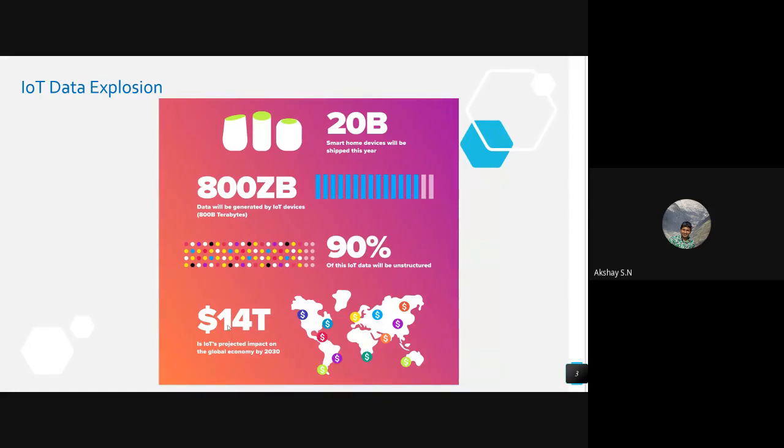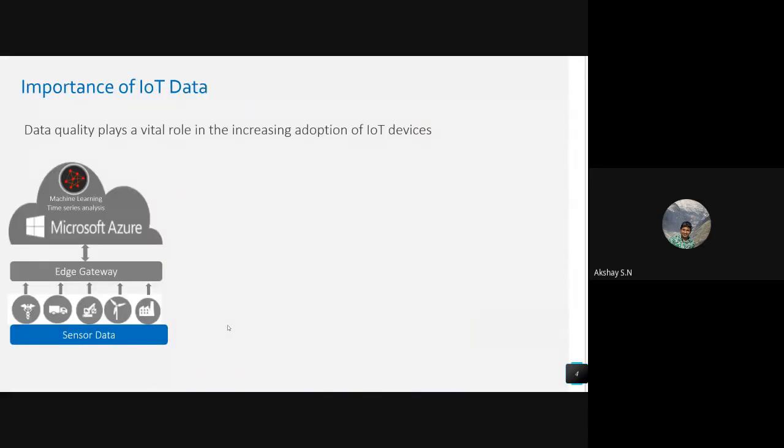For each of this data coming through, there are significant actions being taken. The agriculture farm is one example. On the extreme end, you can think of drones or self-driving vehicles, where sensor data is being used to take significant decisions, whether a vehicle should stop or proceed. So the data becomes very critical. And as I was mentioning, data quality plays a vital role in increasing adoption of IoT devices.